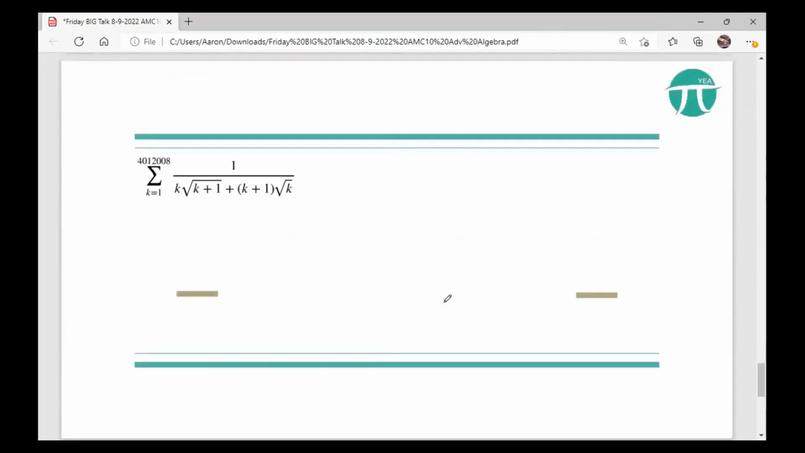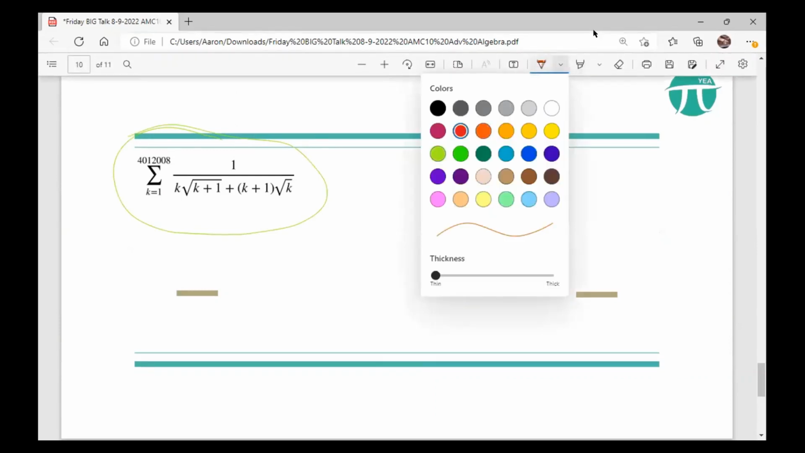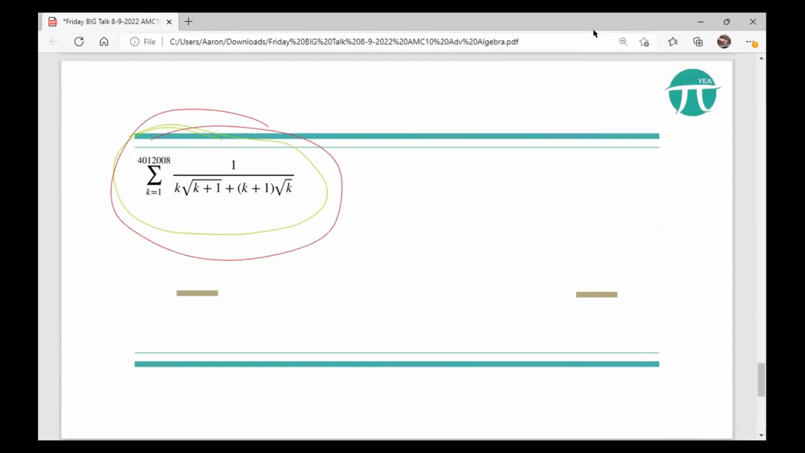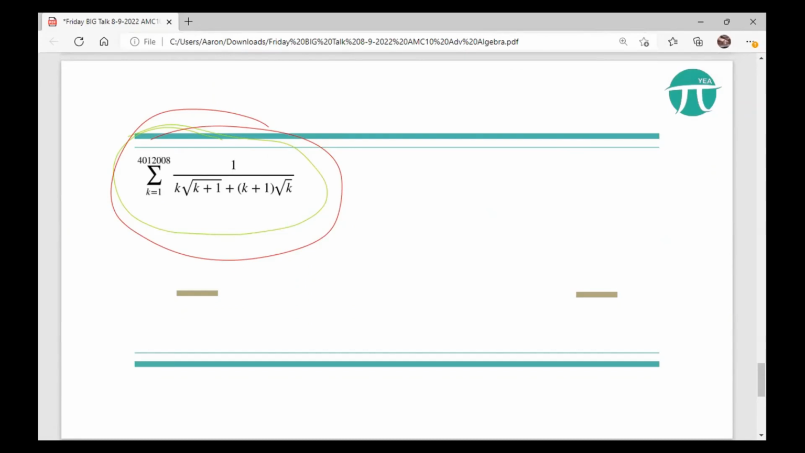And so this is the last question, and I'll just be leaving this as homework. So this is what you're trying to find. You're trying to find the sum from 1 to 4,012,008 of this thing. So yeah, this is your homework problem. Please don't forget about it.